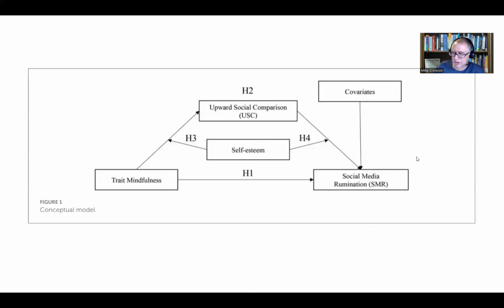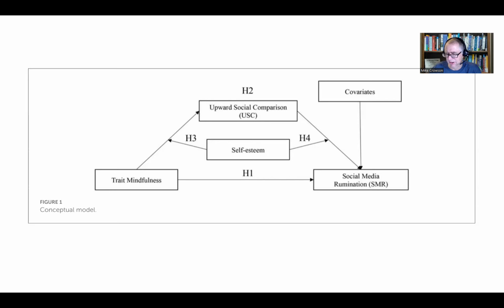Now, this is the model that the authors were testing. In this model, they had trait mindfulness serving as the antecedent, upward social comparison serving as the mediator, social media rumination serving as the outcome variable or the consequent, with self-esteem serving as the proposed moderator.